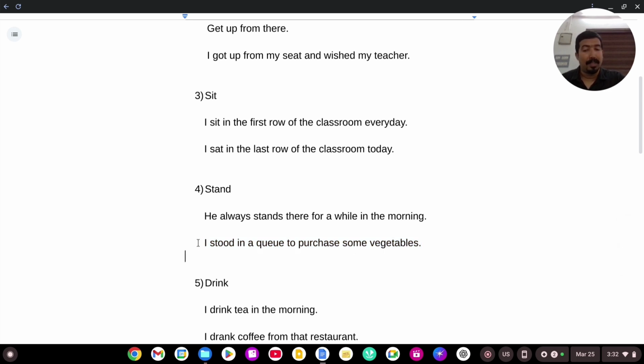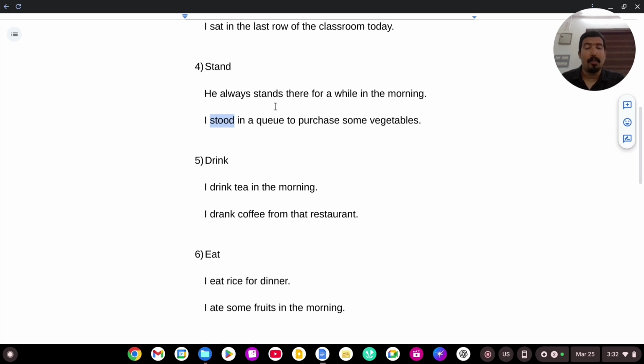Here I purchase vegetables on a daily basis, but there was a long queue today. I don't know why, because some other vegetable shops were closed for some other reasons. So there was only one vegetable shop. So I stood in a queue. Stood is the second form of verb. Stand is the first form. Stood is the second form.